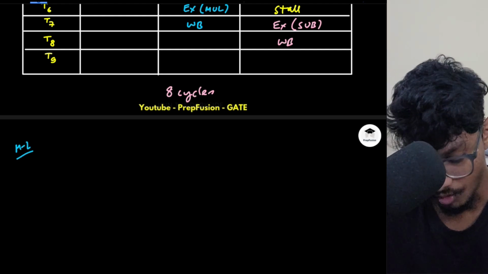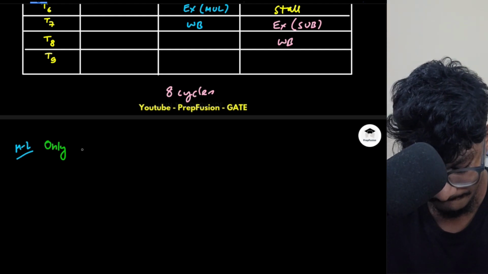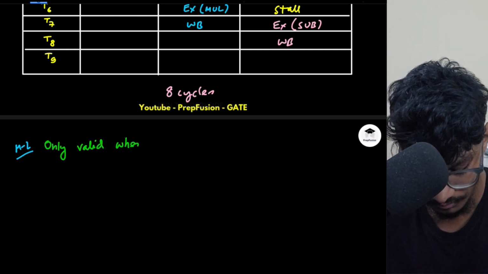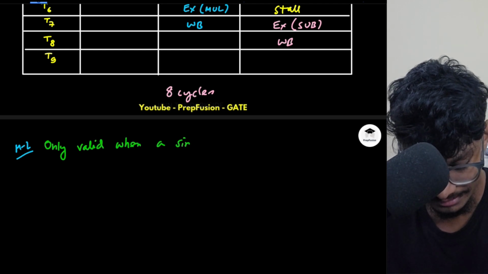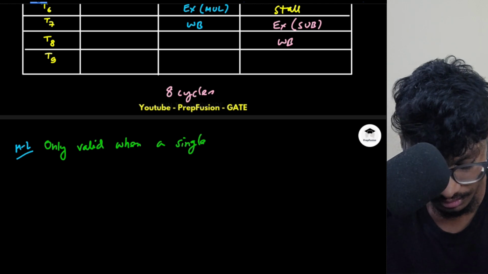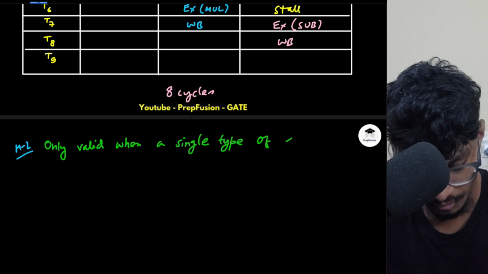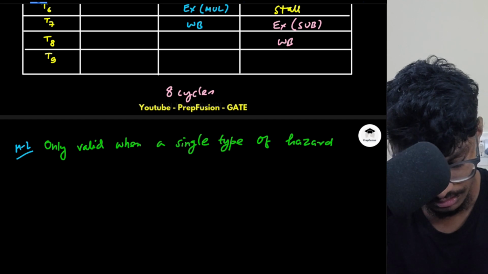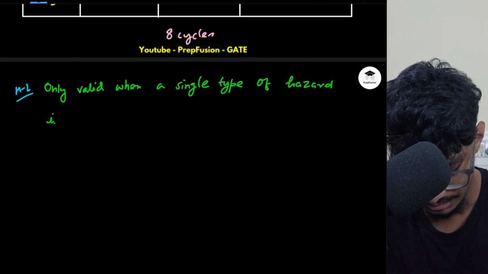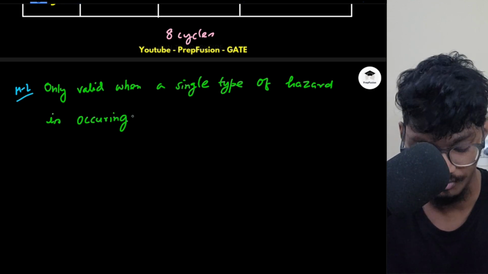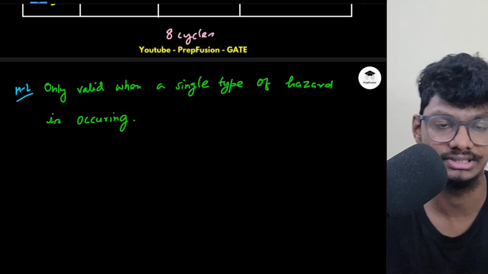First of all, I want to say this is only valid when a single type of hazard is occurring. Okay, only valid for a single type of hazard. For multiple types of hazard, I cannot use this. I simply cannot use this.